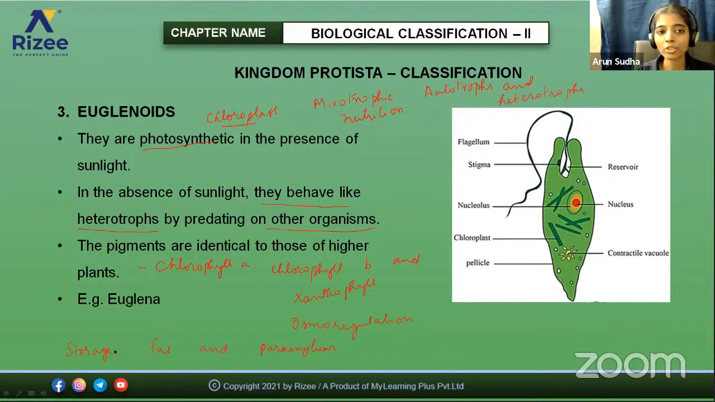So these are the specific features of euglenoids. They are photosynthetic in the presence of sunlight, but in the absence of sunlight, they behave like heterotrophs by predating on other organisms. So even if there is no light, they can survive by depending on other organisms. The pigments are identical to those of higher plants. They have contractile vacuoles responsible for osmoregulation, and the storage form of food is fat and paramylon. At the anterior part, there is a cavity called the reservoir. So these are the main features of euglenoids. Clear?